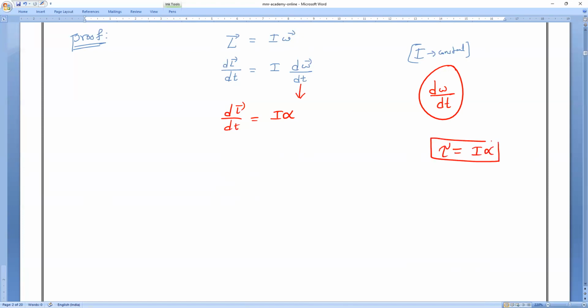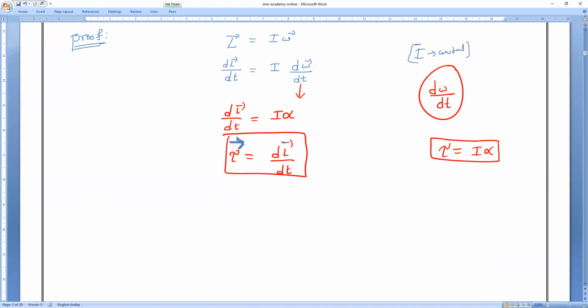I into angular acceleration. So torque is equal to dL divided by dt. That is the proof for conservation of angular momentum. The direction of torque is always the same as the direction of angular momentum, so that is what you have to remember. This is according to which law, everybody? According to Newton's second law. So according to Newton's second law, torque is equal to angular momentum divided by time taken, that is dL divided by dt.